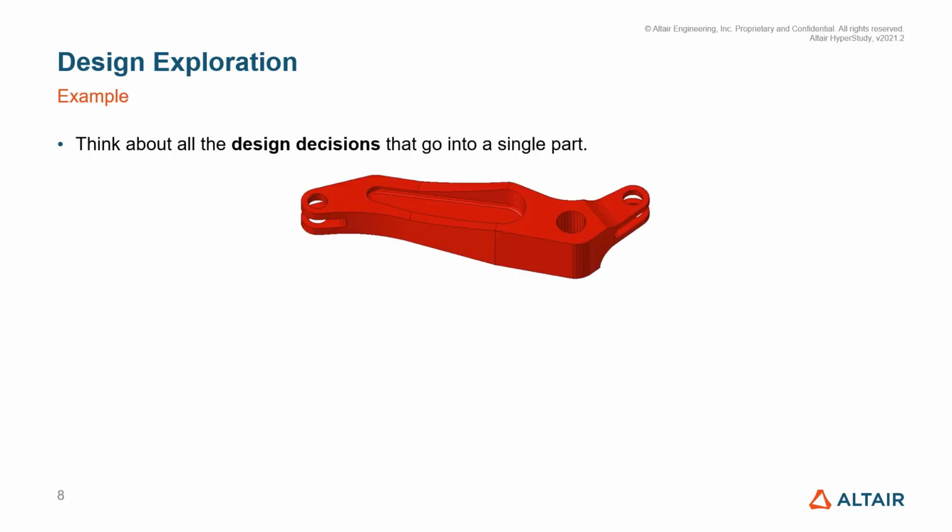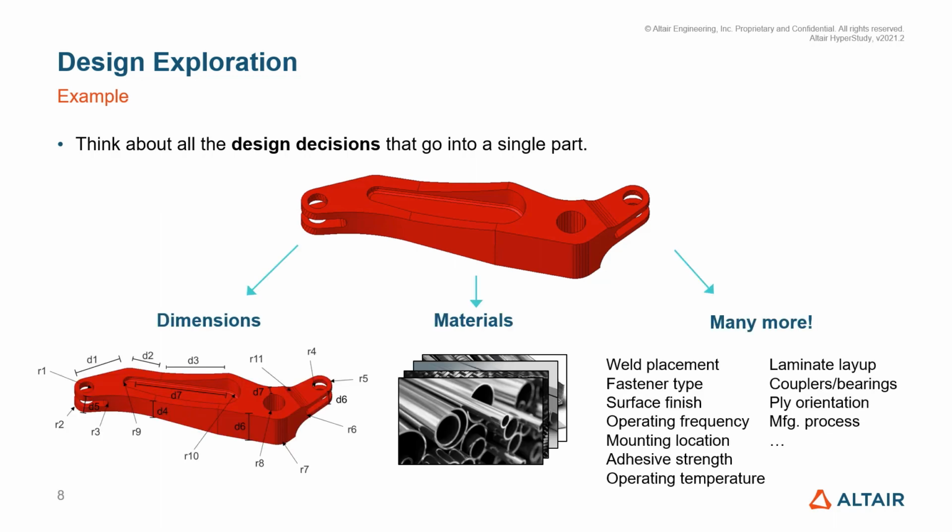Let's stop to think for a moment about all the design decisions that can go into just a single part. For starters, we have the dimensions. We have this hole radius. We have the length along this component. We have different fillet radii on here. We have different heights that this part can take on, and all of the dimensions that this part can take on. And that's before we get to what materials this part can be made out of.